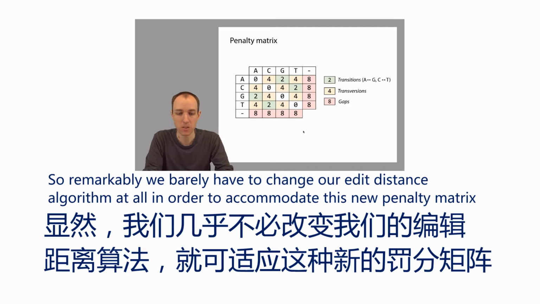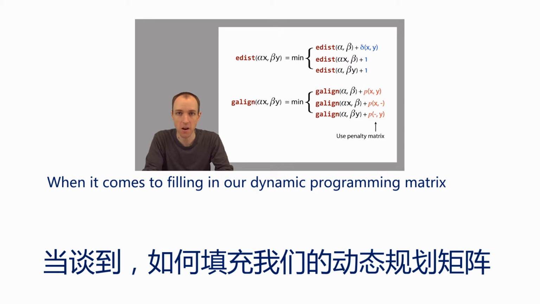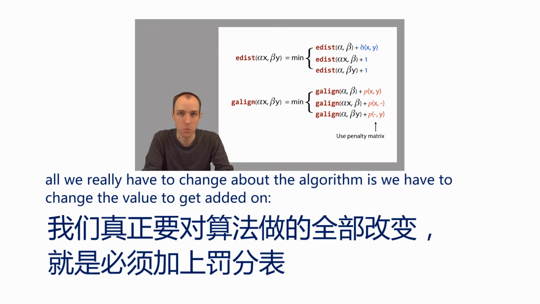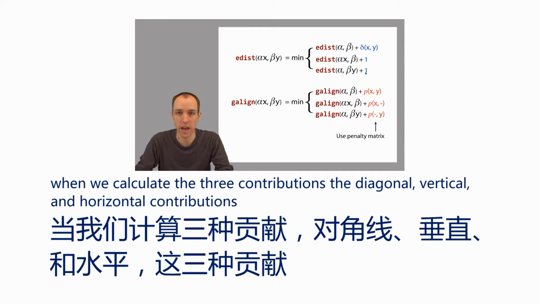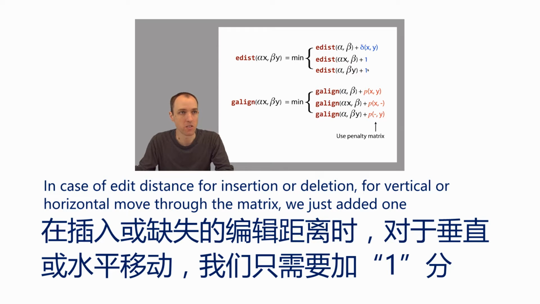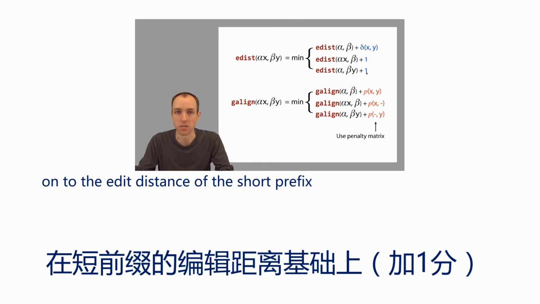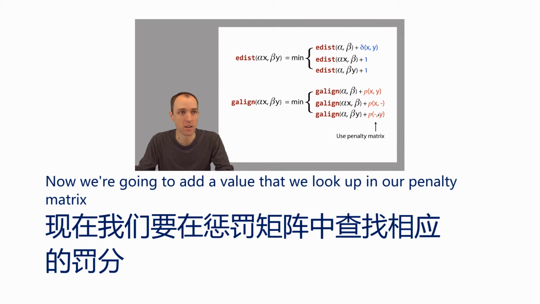So remarkably, we barely have to change our edit distance algorithm at all in order to accommodate this new penalty matrix. When it comes to filling in our dynamic programming matrix, all we really have to change about the algorithm is the value that gets added on when we calculate the three contributions, the diagonal, vertical, and horizontal contributions. In the case of edit distance, for an insertion or a deletion, for a vertical or a horizontal move through the matrix, we just added 1 onto the edit distance of the shorter prefixes. Now we're going to add a value that we look up in our penalty matrix.